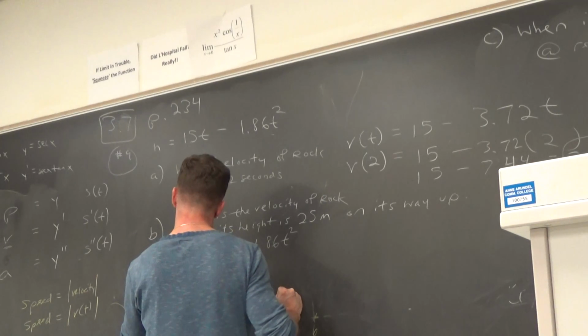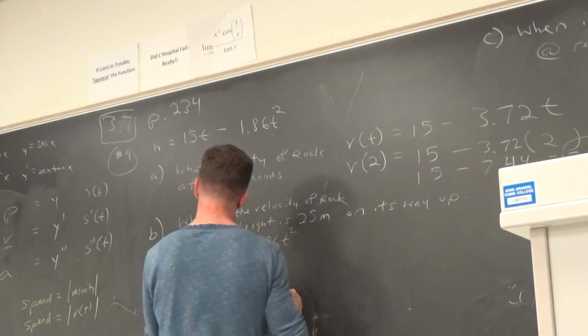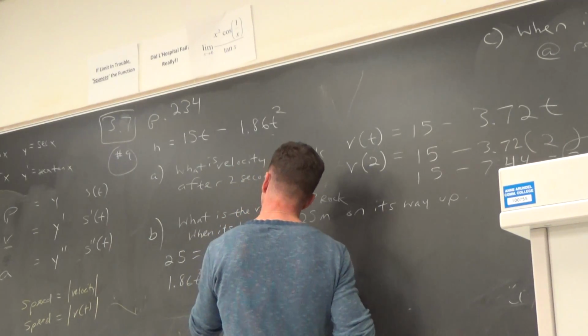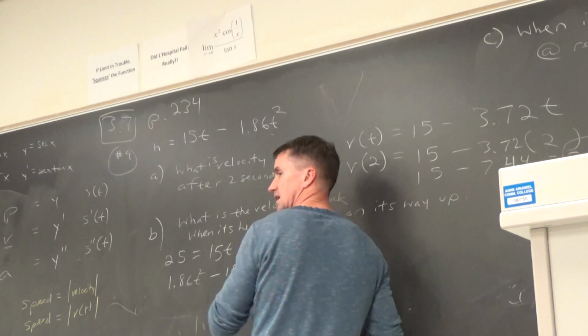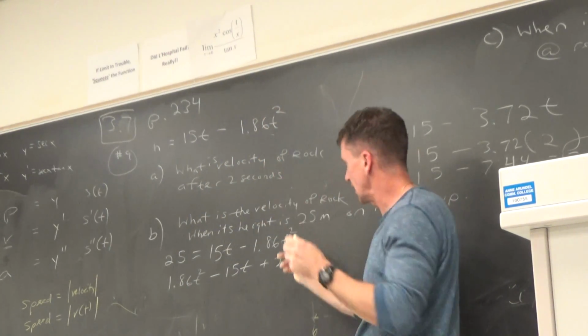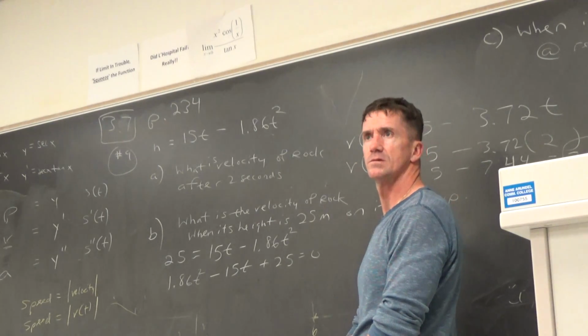What would it be? 1.86t squared minus 15t plus 25 equals 0. Does everyone agree? Is that a quadratic? Everyone agree I put it all on one side of the equation? Yeah, how do you solve it? Quadratic formula.